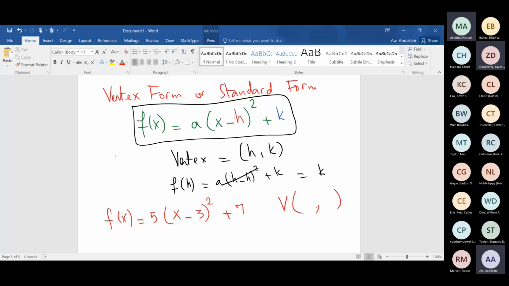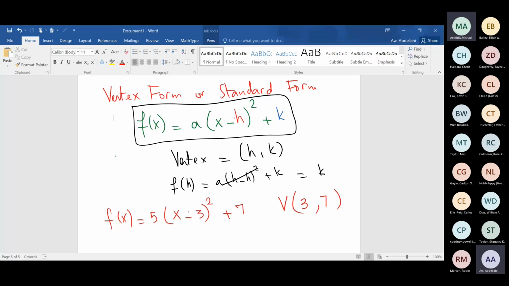What is the H? What is the K? H is 3, K is 7. Why didn't you say H is negative 3? Because in the formula we have minus H. You see, the H is the number that makes the parentheses equal 0. Do you agree with that?